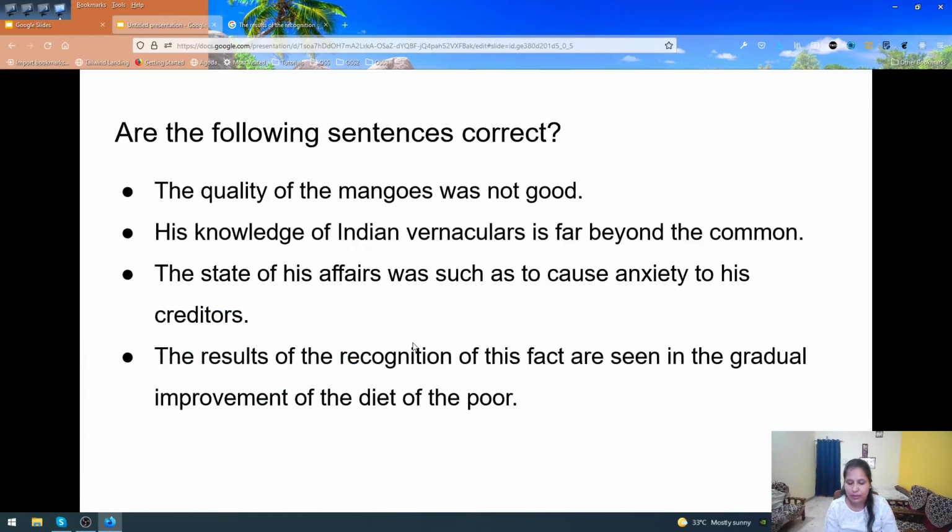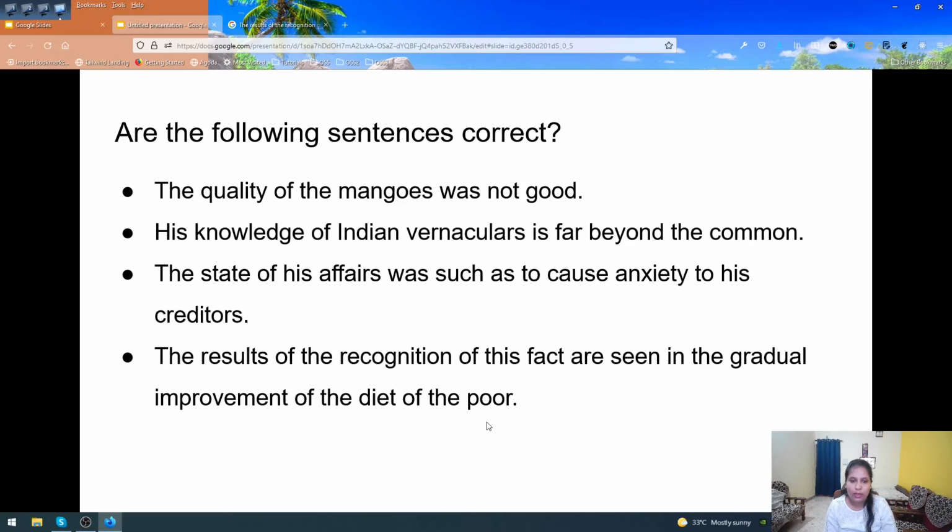So here the last sentence is, the results of the recognition of this fact are seen in the gradual improvement of the diet of the poor. So is this correct? The sentence should be, the results of the recognition of this fact. Here fact is singular. So fact is seen in the gradual improvement of the diet of the poor. So here in the place of are we should use is. Yes, so you understood how we are making changes and how there are mistakes in these sentences.